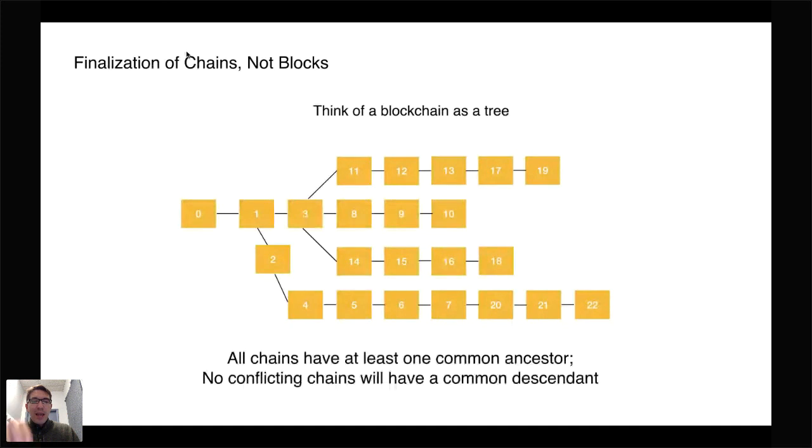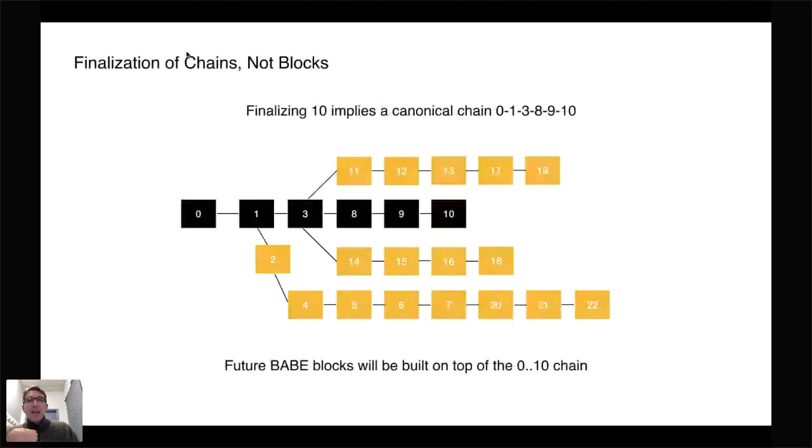So this actually gave Alistair on our team an idea of really what makes Grandpa Grandpa. While other systems would have to go back and look through all of the blocks to make sure that they're on the canonical path, what he realized with Grandpa is that if we finalize 10, this implicitly finalizes everything back to 0. So future Babe blocks will now be built on top of the 0 to 10 chain. And this can be done much, much more quickly than traditional systems. It's extremely fast, even when there are a very large number of blocks and differences. So this is kind of the special sauce for Grandpa.